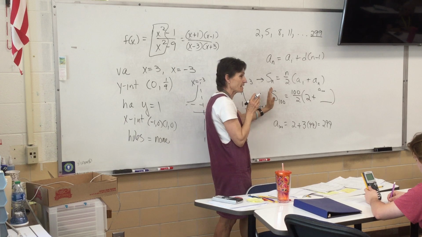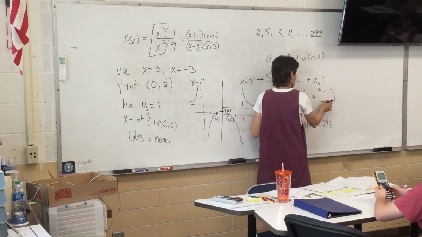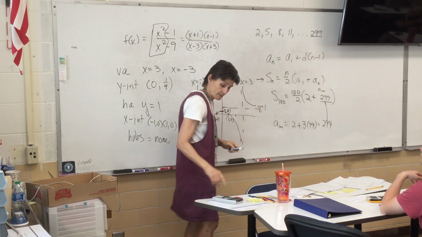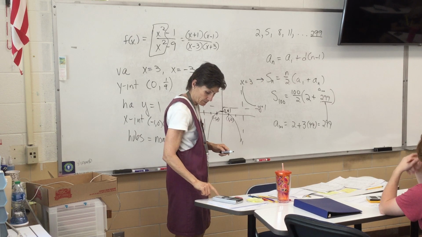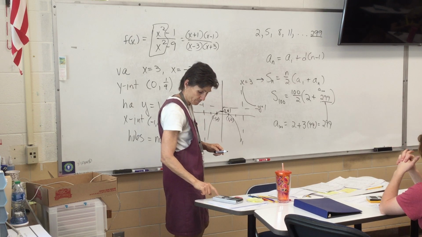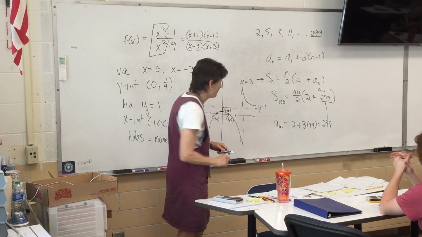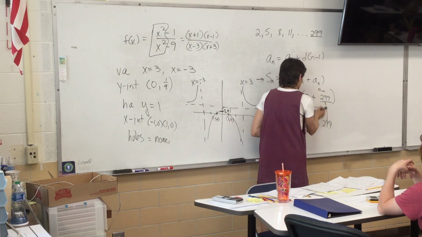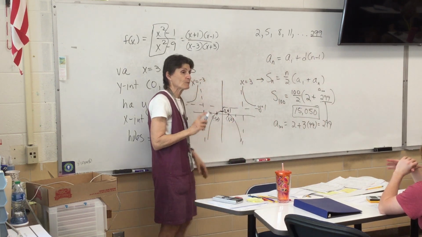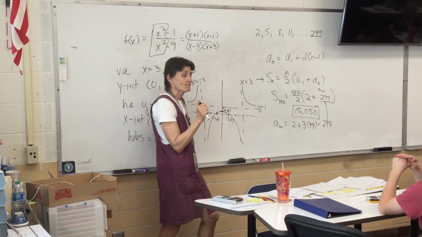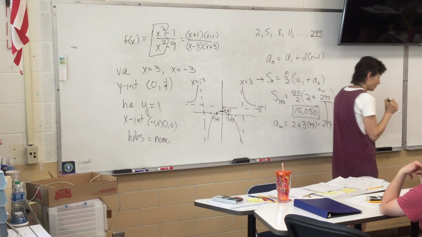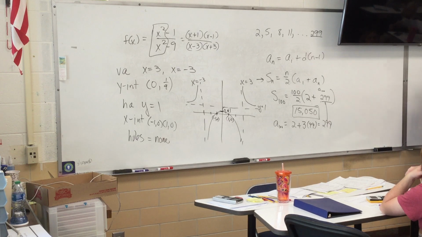Now, I want to know how many he catches all together. So I'm going to take that 299 and put it right here because that's the last term. And then I can figure out, I got 15,050. So you've got to be able to read the question and decide if you want arithmetic or geometric first of all, and then you've got to decide if you want the term or the sum. Okay?